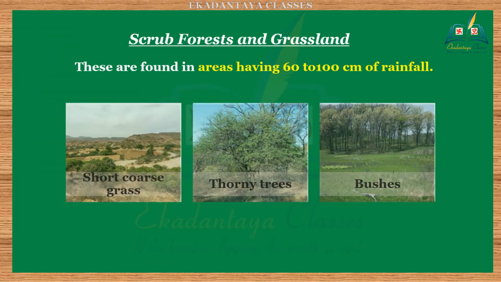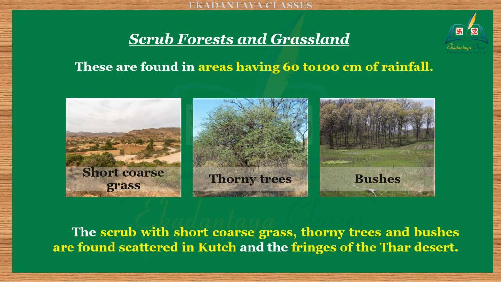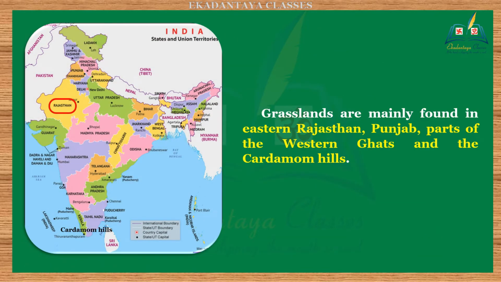Scrub forests and grassland. These are found in areas having 60 to 100 centimeters of rainfall. The scrub with short coarse grass, thorny trees and bushes are found scattered in Kutch and the fringes of the Thar desert. Grasslands are mainly found in eastern Rajasthan, Punjab, parts of the Western Ghats and the Cardamom Hills.